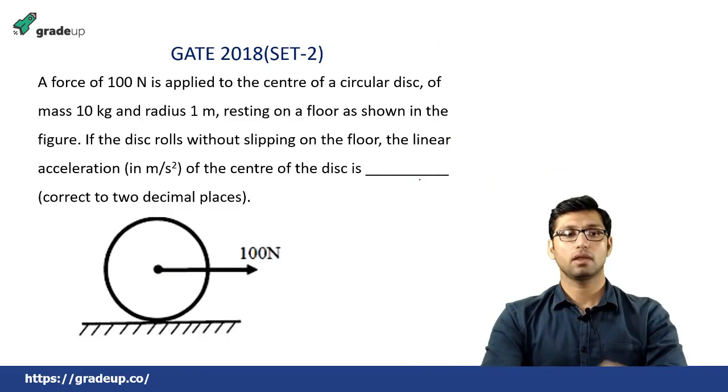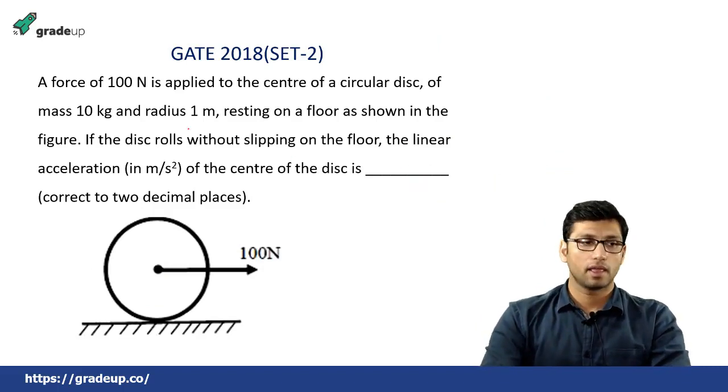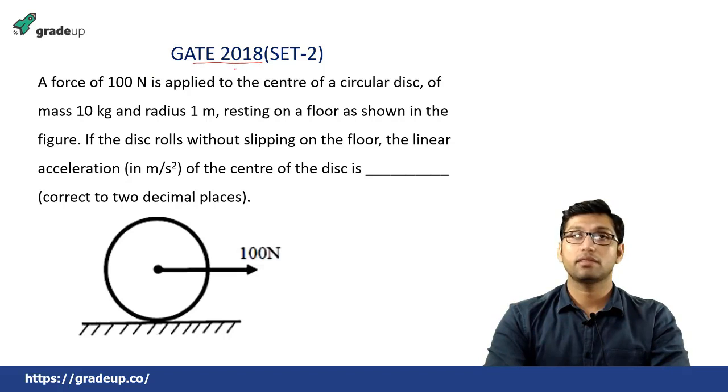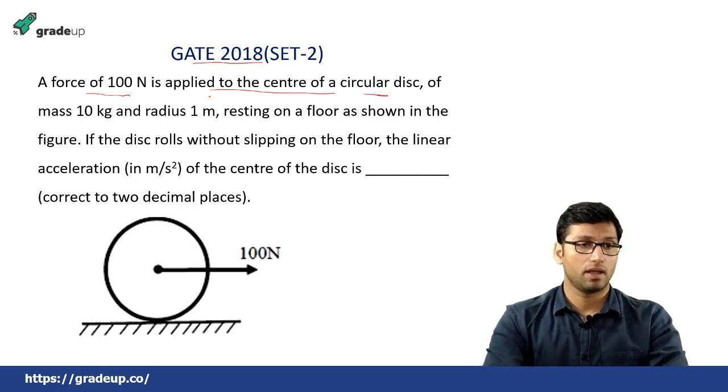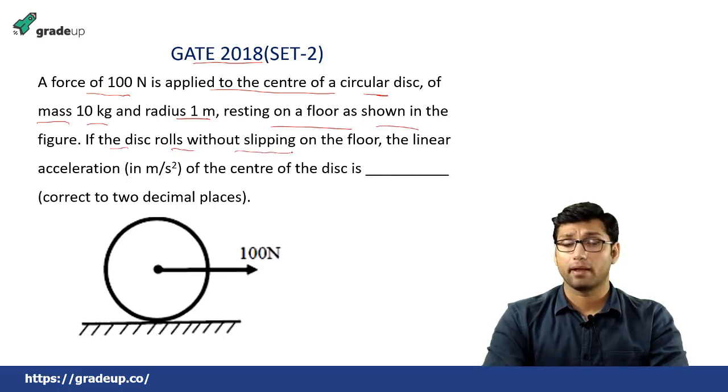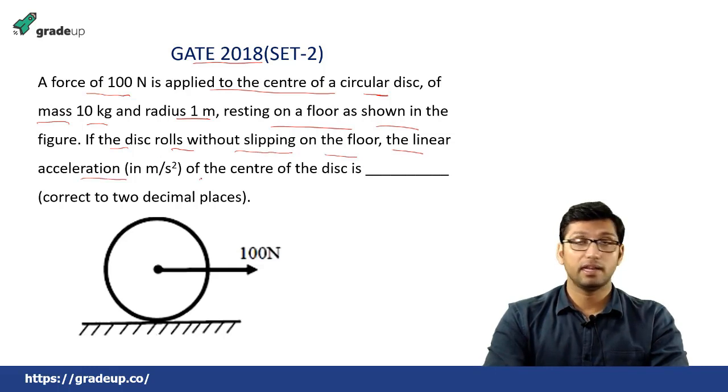Now, this question is from GATE 2018 set 2. It is given that a force of 100 Newton is applied to the center of a circular disc. Remember, it is a circular disc of mass 10 kg and radius 1 meter, resting on a floor as shown in the figure. If the disc rolls without slipping on the floor, then you have to find the linear acceleration of the center of the disc.